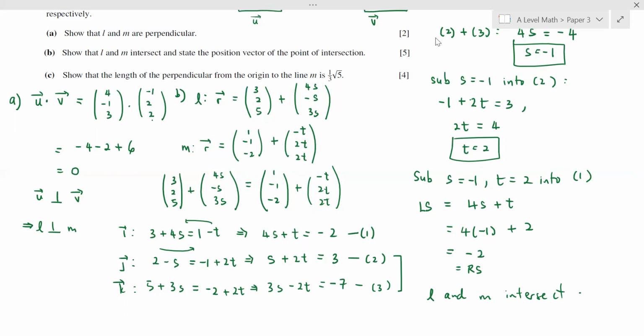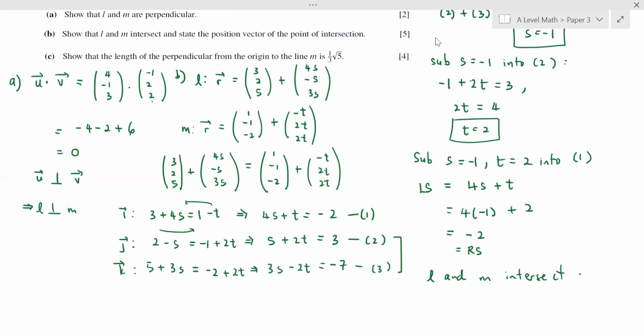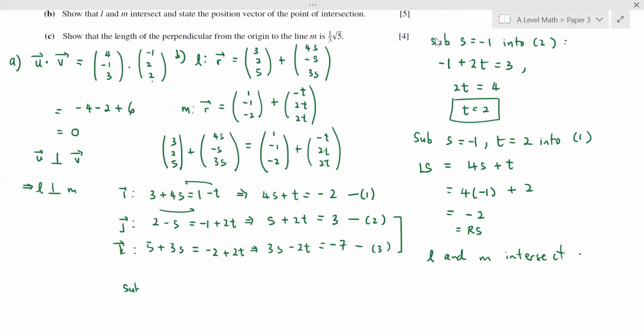To find the position vector of the point of intersection, what we need is to replace s or t into either equation of line L or equation of line M. We can always substitute t equals 2 into the equation of line M.